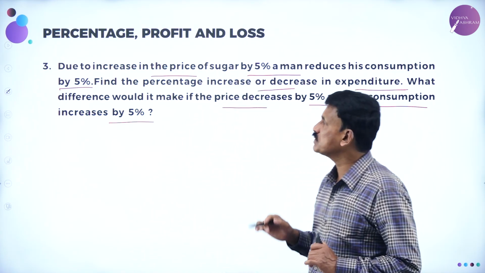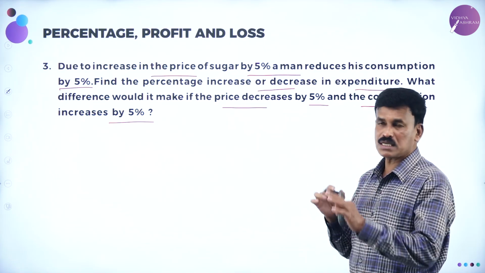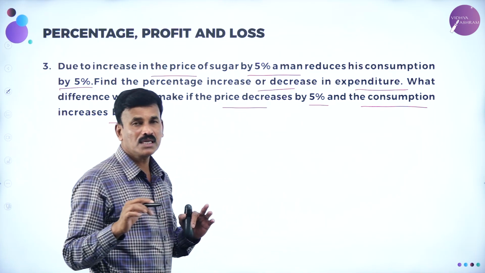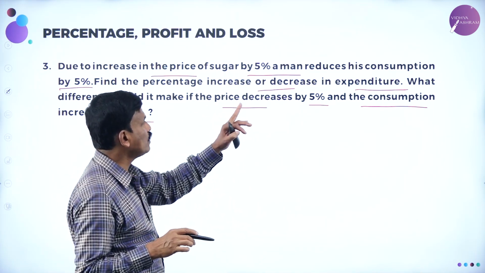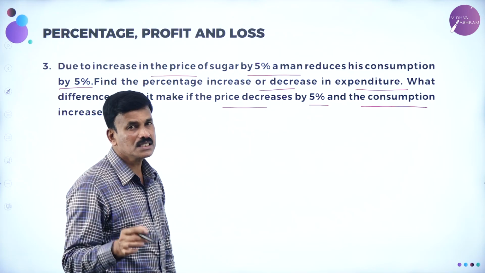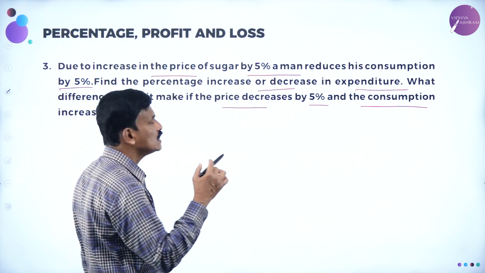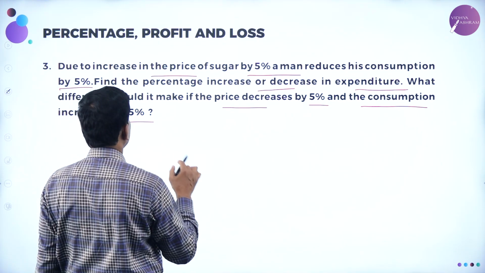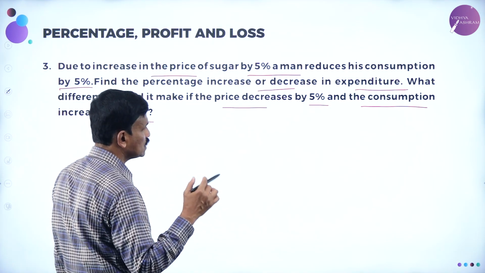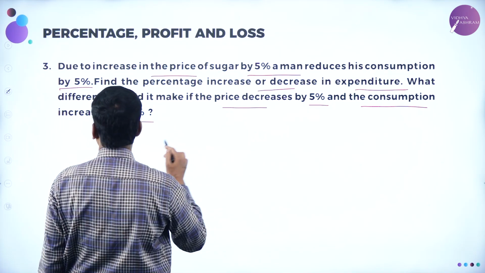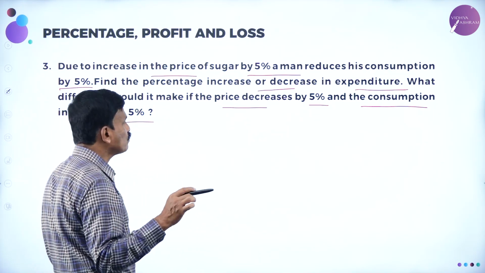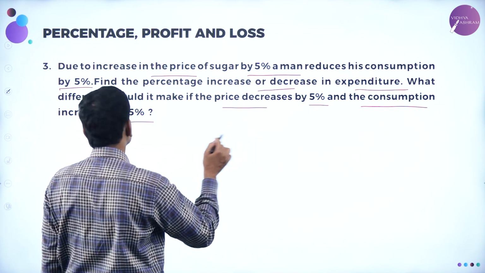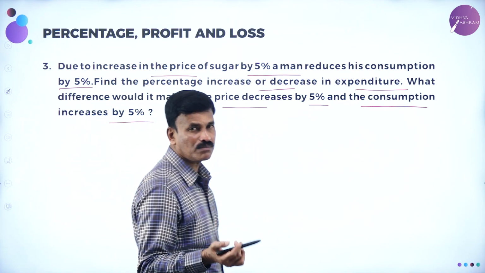Very simple problem. See what is the problem? Due to increase in the price of sugar by 5%, if the sugar price is increased, a man reduces his consumption by 5%. Find the percentage increase or decrease in the expenditure. What difference would it make if the price is decreased by 5% and the consumption is increased by 5%?